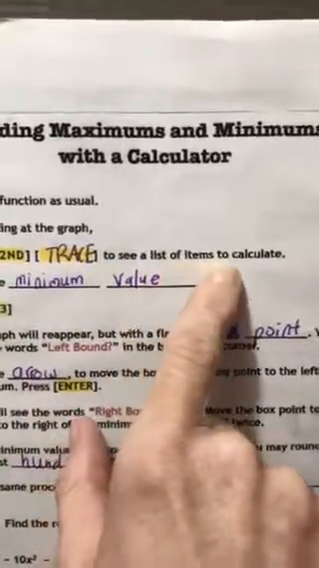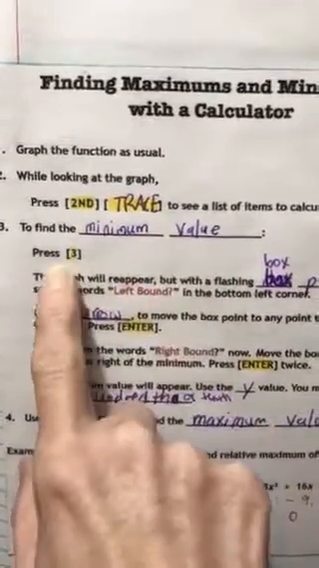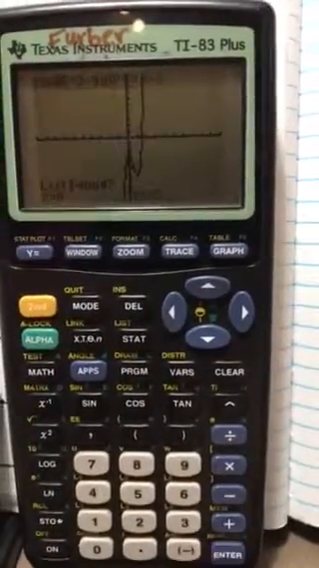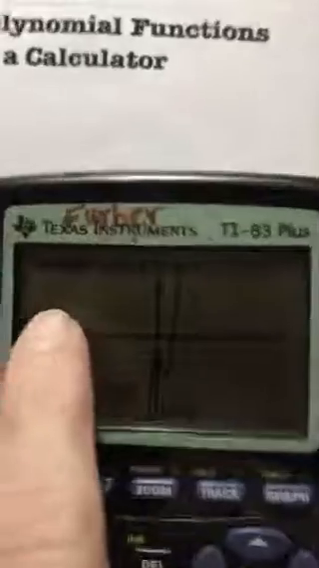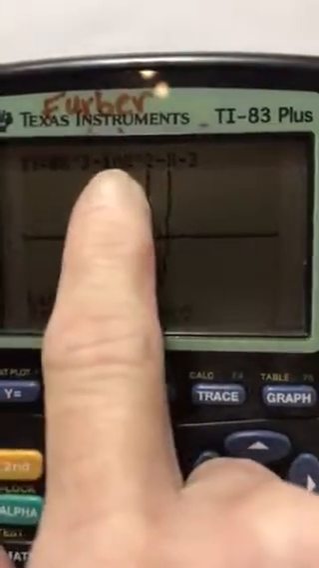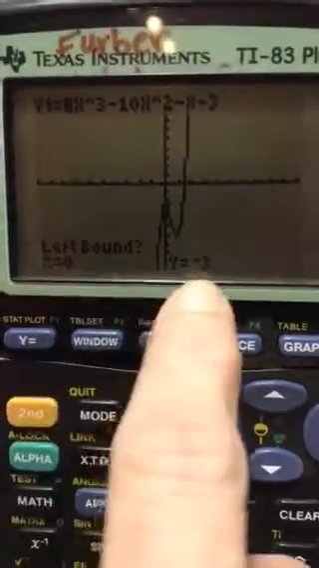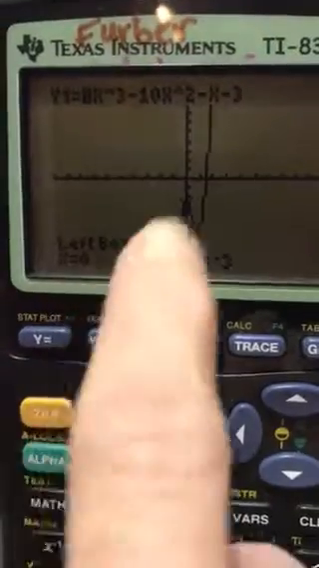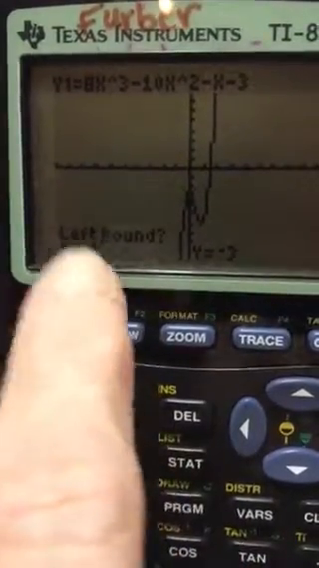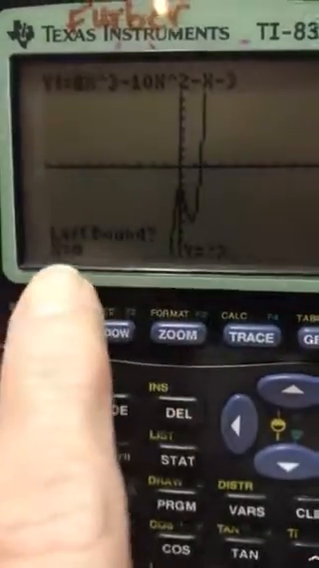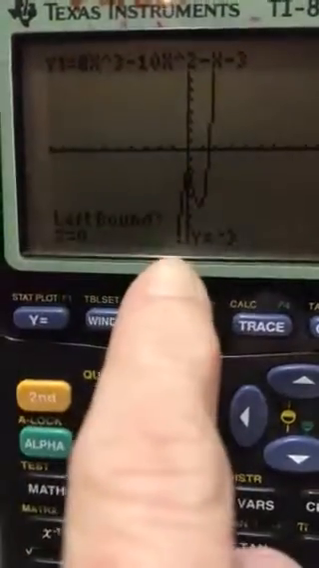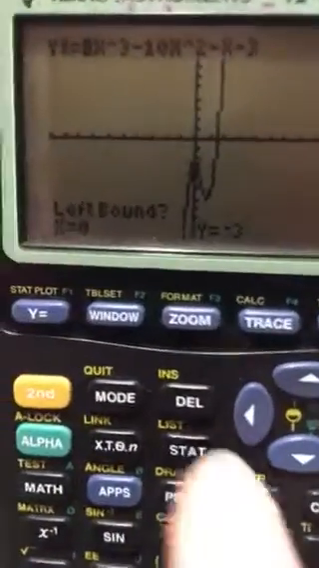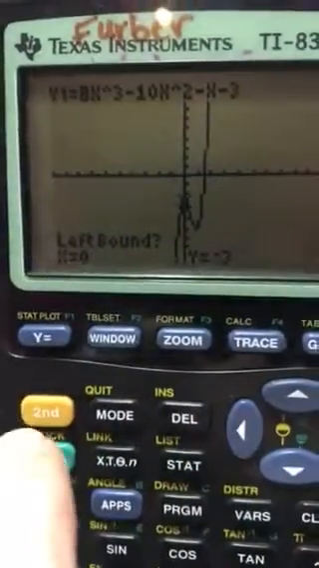So it says to see a list of items to calculate. So I'm going to find the minimum value by pressing 3 because the minimum is listed as number 3. So I'm going to push 3. And what pops up is you're going to notice in the window, there's my function that I entered. And then down here, there's an x value and a y value, okay? But I don't know 100% sure if that's really what the value is, okay? And when I say value, I mean the value of the function, not where the point is actually located. 0, -3, it looks to be about where that point is located, okay? But what I want to do is find out, is it exactly -3 or not, okay?